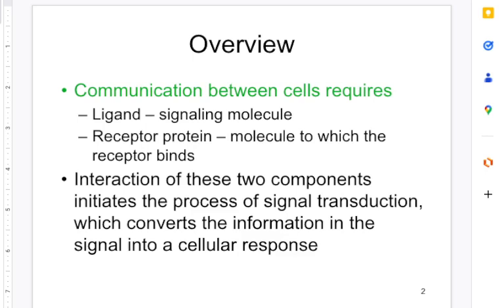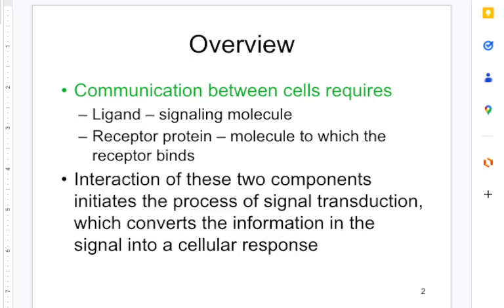We can do this by having a ligand, which is a chemical signal. It's a molecule that is going to bind to a specific receptor site on a distant target cell. The receptor protein is the protein that is embedded into the target cell's cell membrane, and it is ligand specific. So this ligand will travel to that target cell and bind to the receptor to send a message which will be received by the target cell.